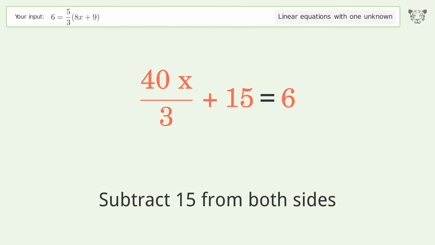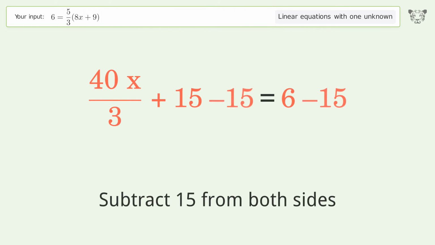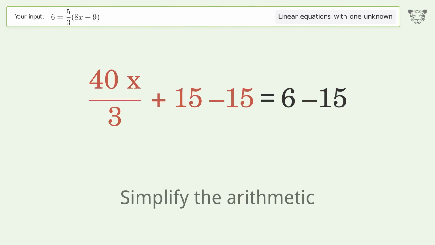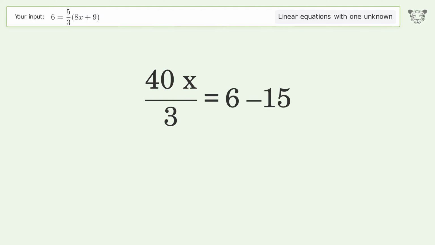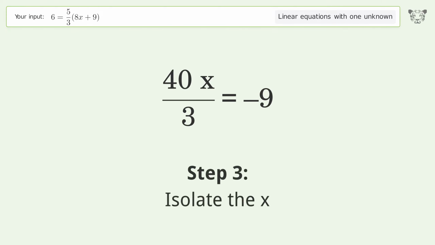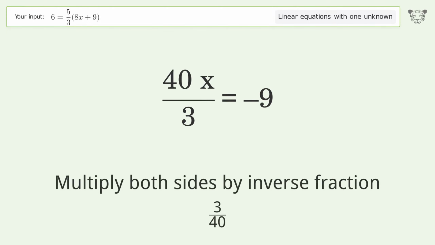Subtract 15 from both sides. Simplify the arithmetic. Isolate the x. Multiply both sides by inverse fraction 3/40.